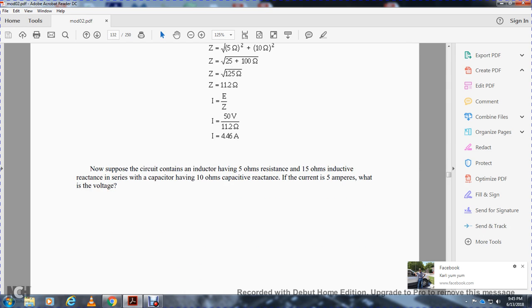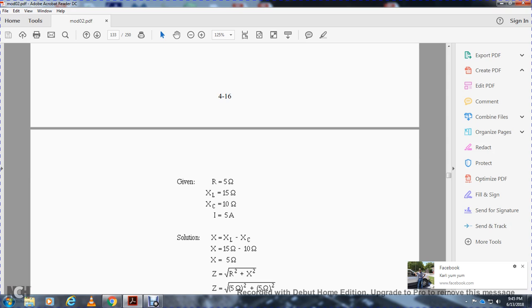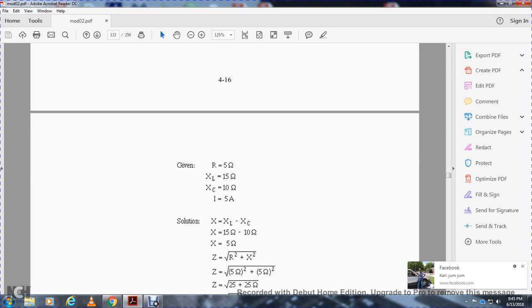Now suppose the circuit contains an inductor having 5 ohms resistance and 15 ohms inductive reactance, and the series capacitor has 10 ohms capacitive reactance, and the current is 5 amperes. What is the voltage? The resistance is 5 ohms, the inductive reactance is 15, the capacitive reactance is 10 ohms, and the current is 5 amps. So 15 minus 10 gives you 5.